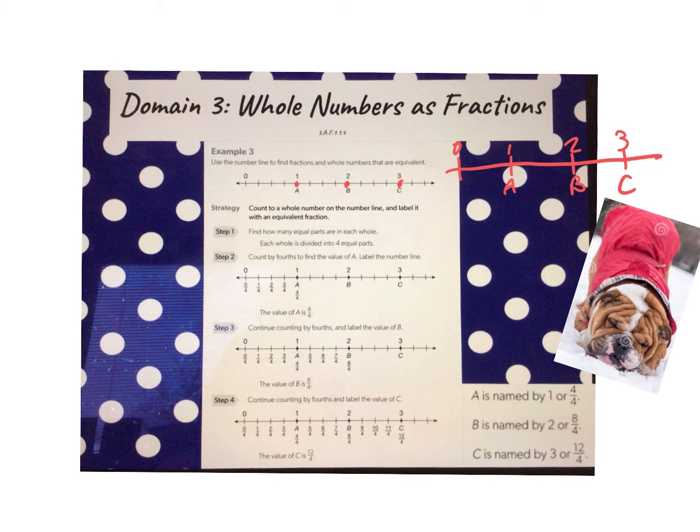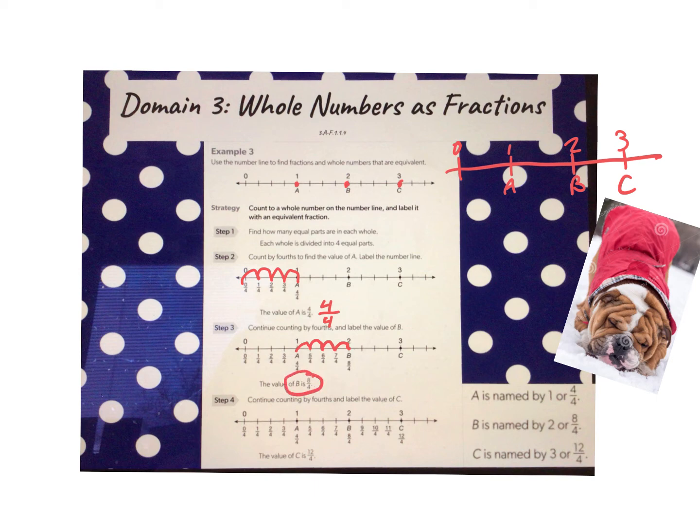So how many equal parts are there from 0 to 1? We're looking for how many equal parts are there in one whole. So let's do our jumps. 1, 2, 3, 4. Okay, so we know that A lands on 4, and there are 4 total parts from 0 to 1. Let's continue with B. Continue counting on. So we're still counting and making sure that it's fourths, but we're just counting on. So we have 5 fourths, 6 fourths, 7 fourths, 8 fourths. So the value of B is 8 fourths.